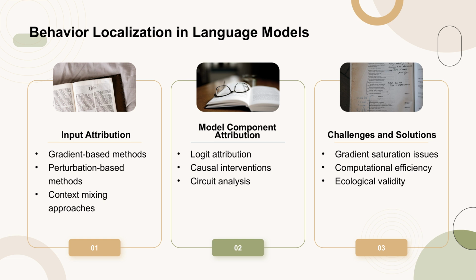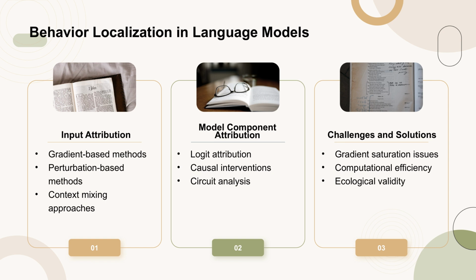Challenges such as gradient saturation and computational efficiency are addressed through methods like integrated gradients and context mixing. Ecological validity is ensured by careful design of causal intervention experiments, avoiding unrealistic perturbations. These methods collectively aim to provide a comprehensive understanding of how different elements within a language model contribute to its predictions.